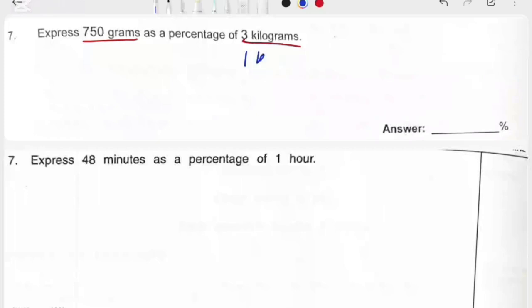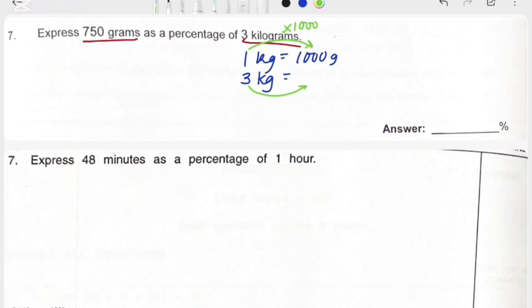Let's recall the conversion rate between kilograms and grams. 1 kilogram is equal to 1000 grams. The multiplier from 1 to 1000 is times 1000. So 3 times by the same multiplier, times 1000, is equal to 3000. So 3 kilograms is equal to 3000 grams.